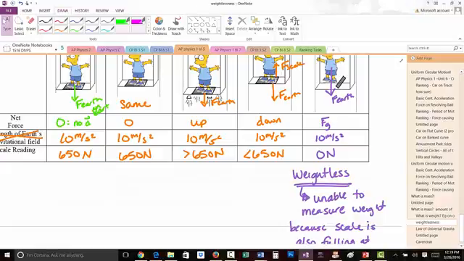So this weightlessness thing is important. Okay. When astronauts are floating around, okay, you with me there? When they're floating around in their space station or in their space shuttle, is gravity acting on them?